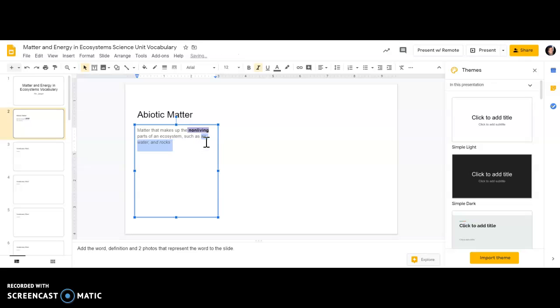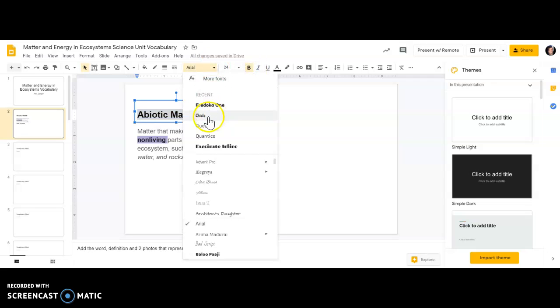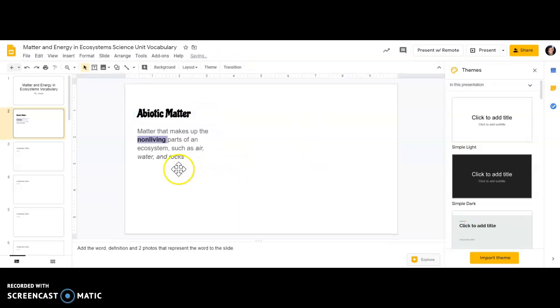So matter that makes up non-living parts of an ecosystem such as air, water, and rocks. So I'm going to put those in italics, and then I'm actually going to make this all a little bit bigger. Okay. So now I have that. I'm going to make my vocabulary word bold. I might choose a fun little font so that I can still see it. You guys make this your own notes, okay? Do what you need to do. So this makes sense. Air is not living, water is not living, and rocks are not living. So those are good examples of non-living parts of an ecosystem.